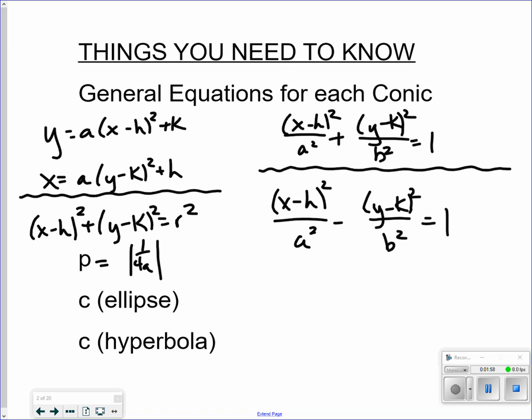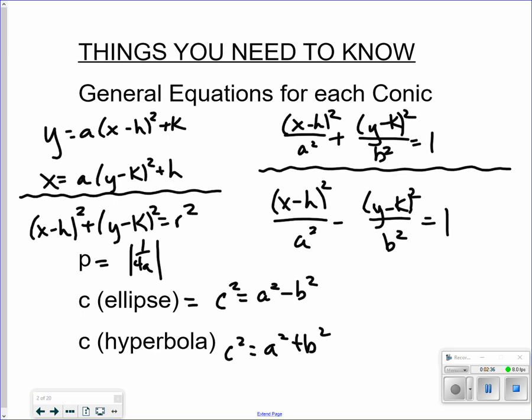There's three questions that go along with P in a parabola, so you'll need to know that one. C is how I'm going to find the distance from the center to the foci points. C squared equals A squared minus B squared in an ellipse, and C squared equals A squared plus B squared in a hyperbola. The foci points in an ellipse are inside the ellipse, therefore there has to be a minus sign. And the foci points in a hyperbola are outside the vertices, and therefore there must be a plus sign.